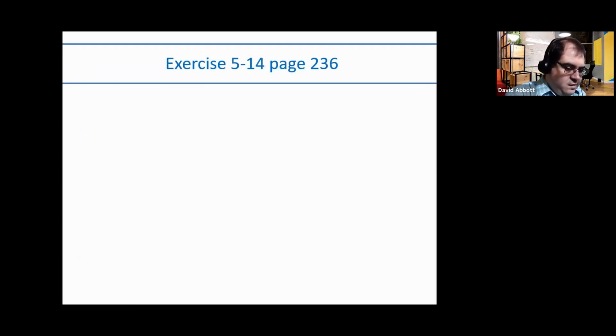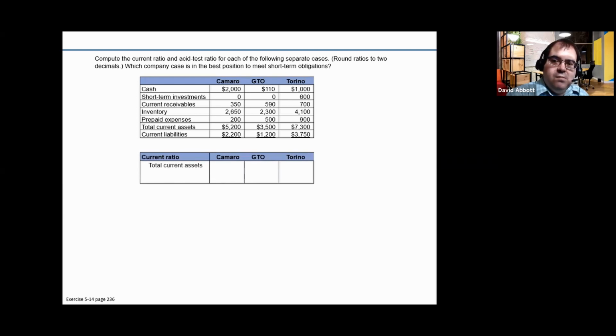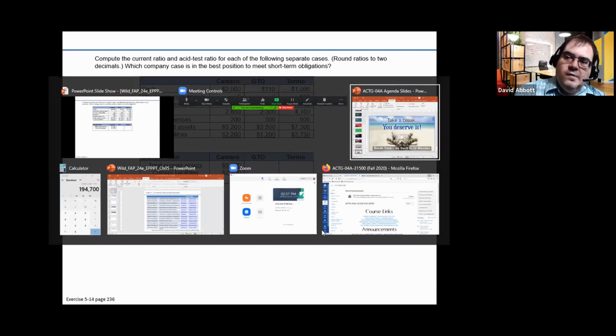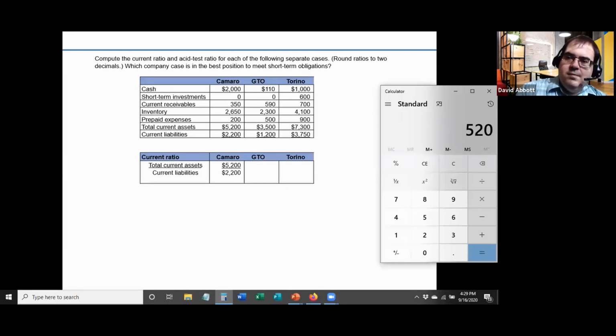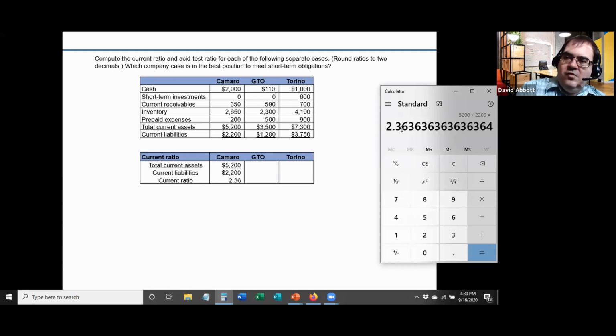Okay, so this one is computing your acid test ratios. We're going to compute the current ratio and the acid test ratio for each of the following separate cases. Round ratios to 2 decimal places. Which company case is in the best position to meet short-term obligations? So you take the total current assets and then divide them by the current liabilities. So if we take Camaro, we have 5,200 and then divide by 2,200. You get that the current ratio is going to be 2.36.